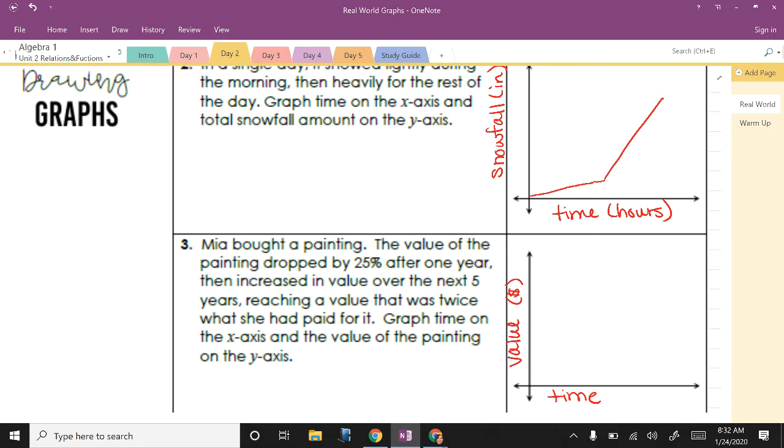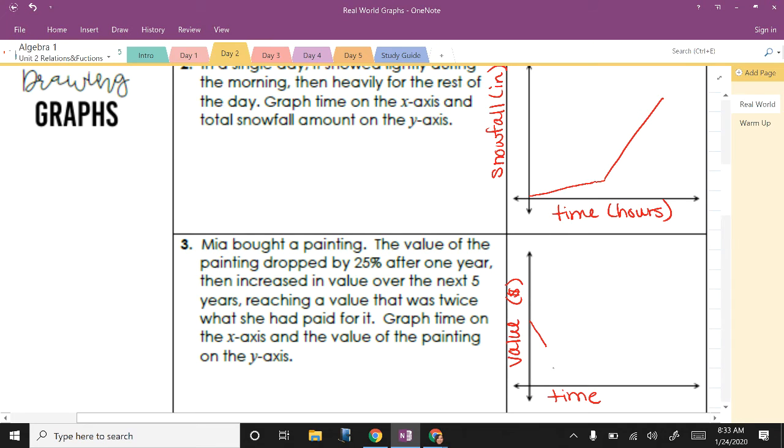So let's say we start like right here. Y'all see that? Because we know eventually it's going to double, right? Y'all see that? So sometimes you got to look at the whole picture, okay? We know eventually it's going to double. So let's start Mia right here. And then it dropped 25%. 25% is another word for what? A fourth. So I'm going to go like a fourth of the way down. You see that? So that's like, I went a little too far.